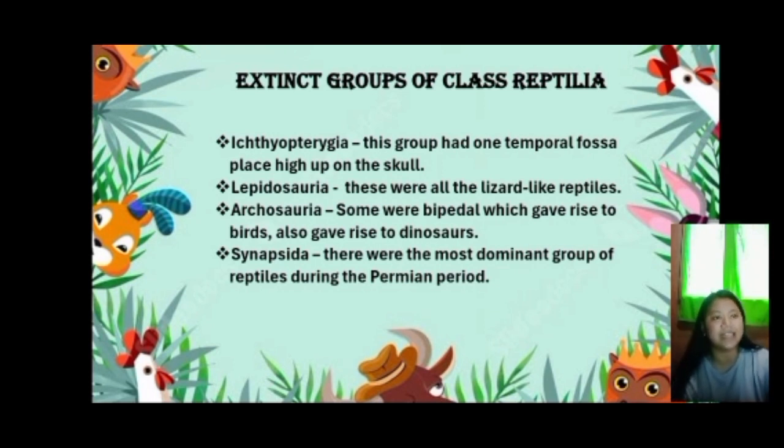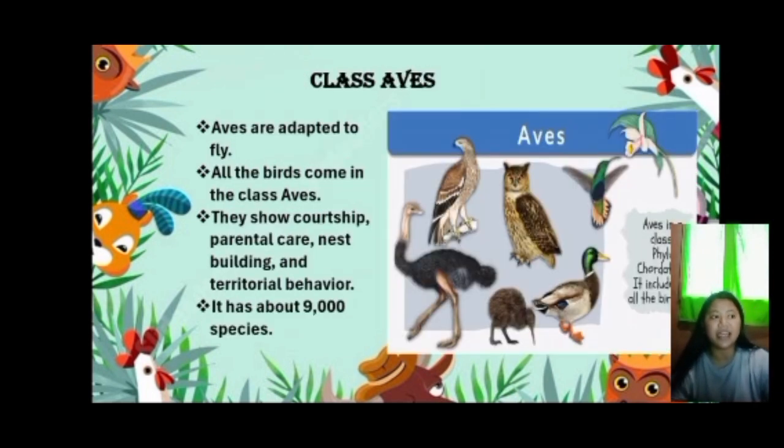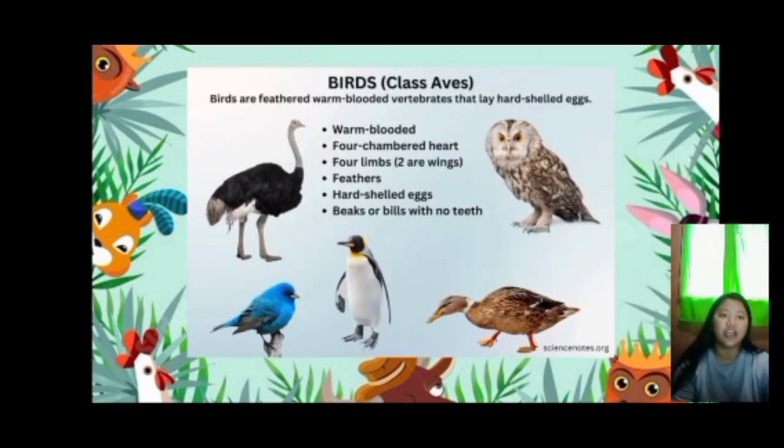And we proceed to the second class, Aves. Aves is a class in Phylum Chordata. It includes all the birds. Aves are adapted to fly. All the birds come in the class Aves. They show courtship, parental care, nest building, and territorial behavior. It has about 9,000 species. Birds are feathered, warm-blooded vertebrates that lay hard-shelled eggs.